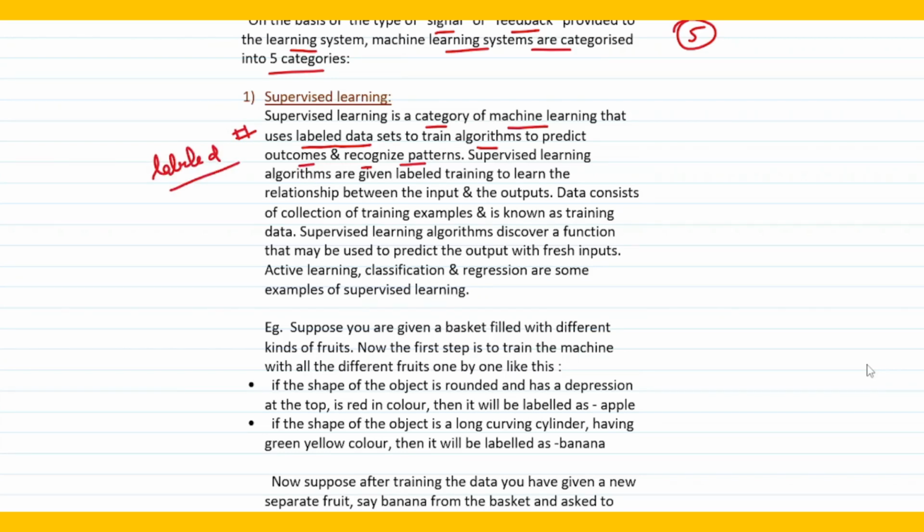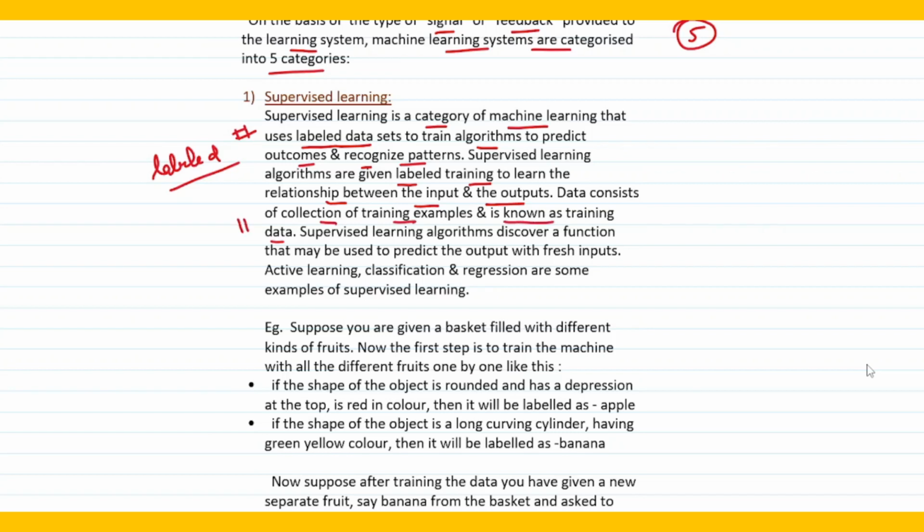For training algorithms to predict outcomes and to recognize patterns. Supervised learning algorithms are given labeled training data to learn the relationship between the input and the output. So what is this labeled training meant for? It is basically to establish or learn the relationship between the inputs and the outputs. Data consists of a collection of training examples and is known as training data.